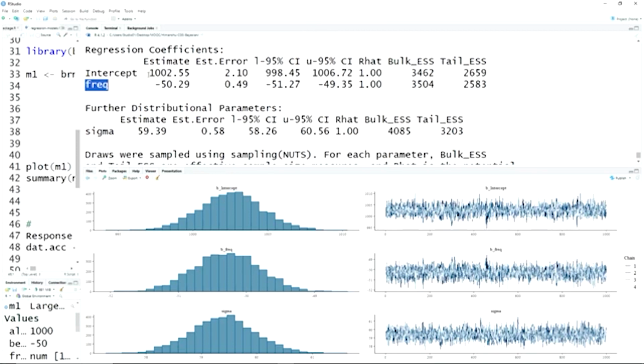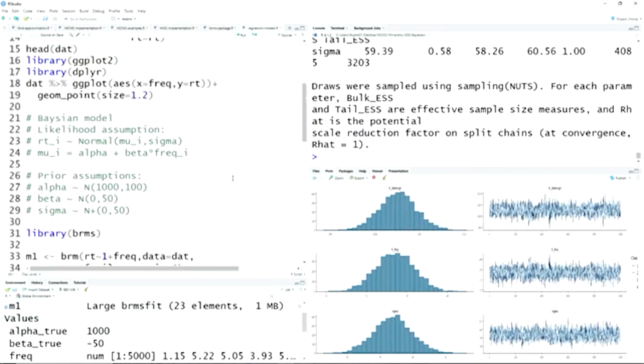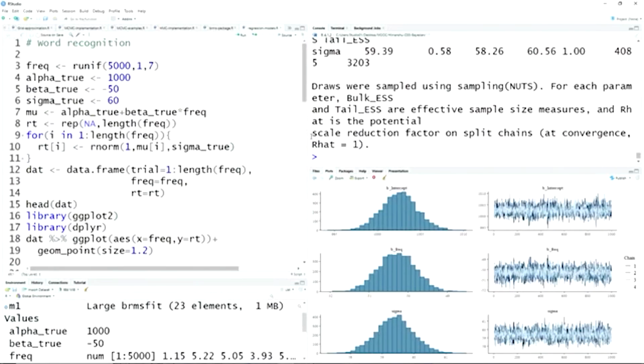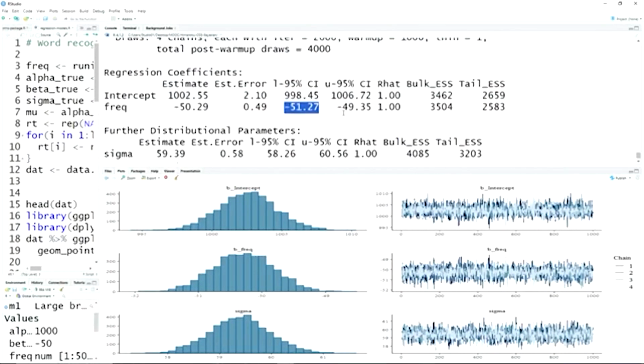Okay, the estimate for intercept is somewhere between 998 and 1006, right? That's a 95% credible interval. The 95% credible interval for the effect of frequency is minus 51 to minus 49. What it tells you is that you can say with 95% certainty that the true effect of frequency lies between minus 51 and minus 49. Okay, and actually this is good, because the true value of beta that we used to generate this fake data was minus 50. So the estimates are consistent with that.